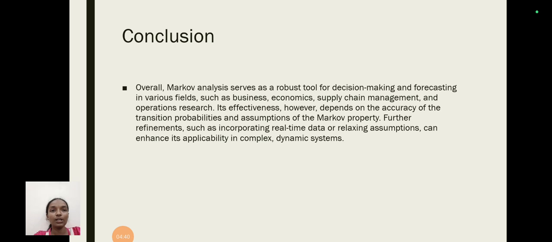Overall, Markov analysis serves as a robust tool for decision making and forecasting in various fields such as business, economics, supply chain management, and operations research. Its effectiveness, however, depends on the accuracy of the transition probabilities and assumptions of the Markov property. Further refinements such as incorporating real-time data or relaxing assumptions can enhance its applicability in complex dynamic systems.